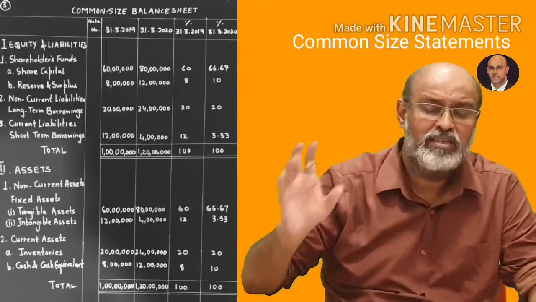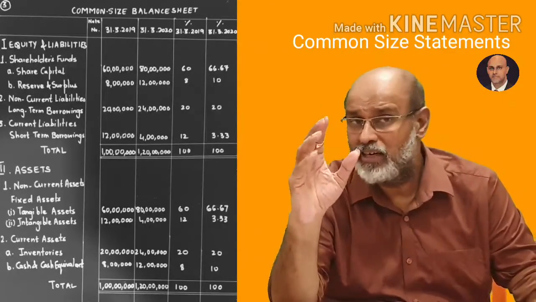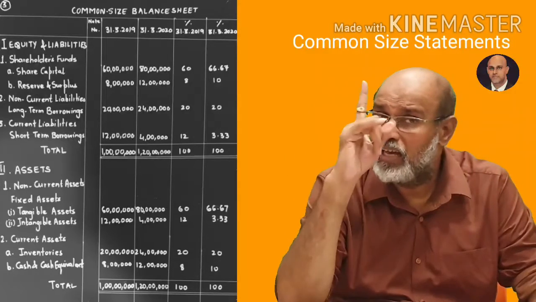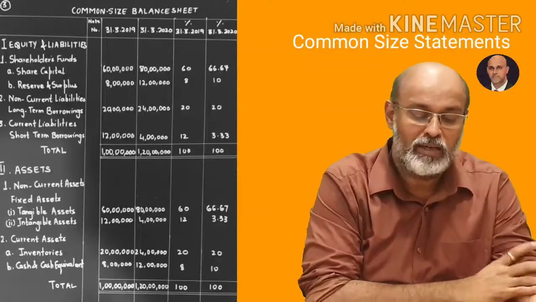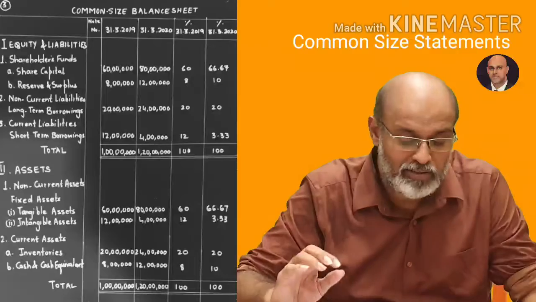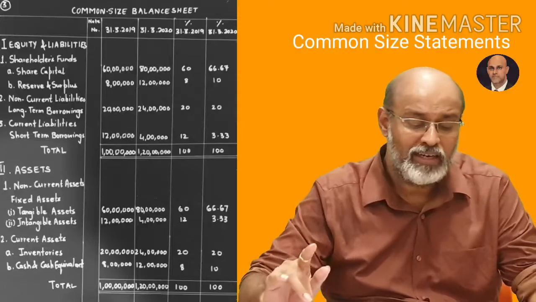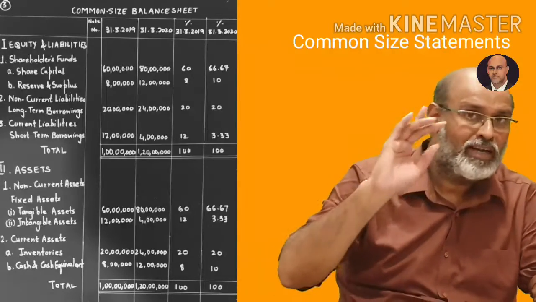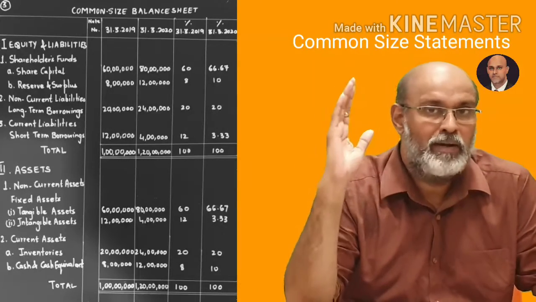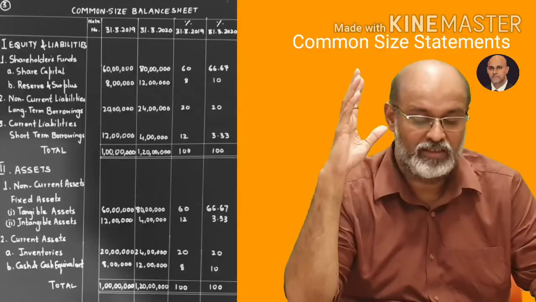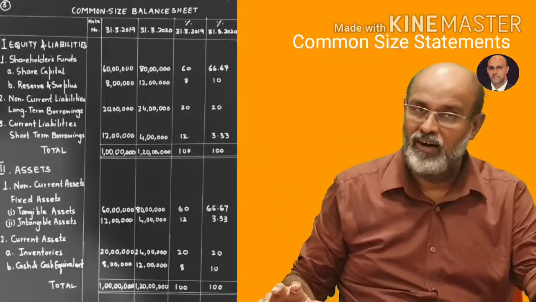In the non-current liabilities there is long-term borrowings. Your long-term borrowings is 20 lakhs. As I told you, 20 lakhs divided by 1 crore, that is the base, multiplied by 100. So you will get 20%. Your current liabilities is 12 lakhs. So it is 12 lakhs divided by 1 crore multiplied by 100. So you will get 12%. Now the total of your 4 percentage figures will total up to 100.